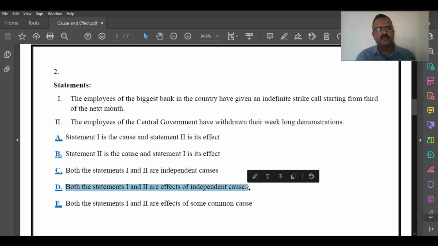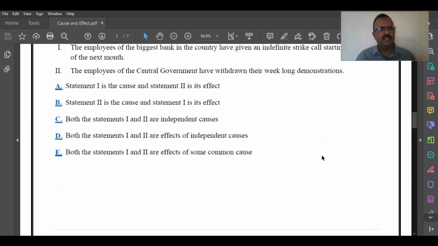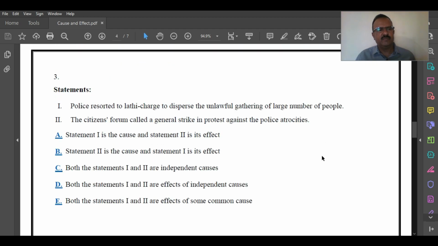Just observe the first sentence. The employees of the biggest bank in the country have given an indefinite strike call starting from 3rd of the next month. So here it is connected with employees. See the next one. The employees of the central government have withdrawn their week-long demonstrations. There they have given a call. Here they have withdrawn. So what does it mean? So these are the effects of independent causes. Therefore, D is the answer. Shall we go to the next one?